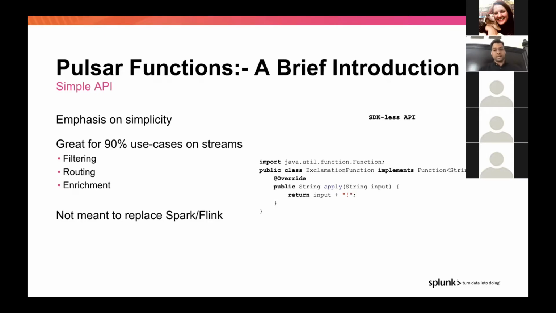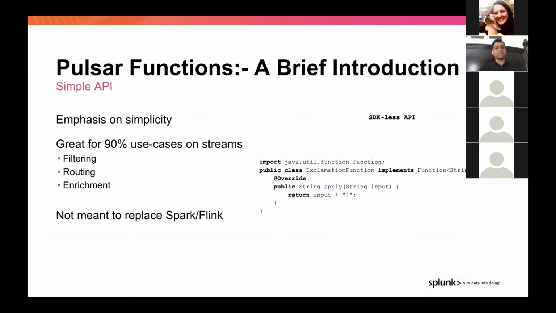For instance, on the right-hand side, you see an exclamation function. We don't have any additional SDK. The Java util function is available to you in the Java SDK. And you basically say, I'm going to write a function that expects a string and outputs a string. So essentially what you've declared is, I'm going to write a function that's going to treat the incoming messages from the incoming topics as strings. I'm going to do some logic here, which is basically apply an exclamation symbol, the classic hello world equivalent in the streaming world. And I'm going to output that, and that goes into an output topic.